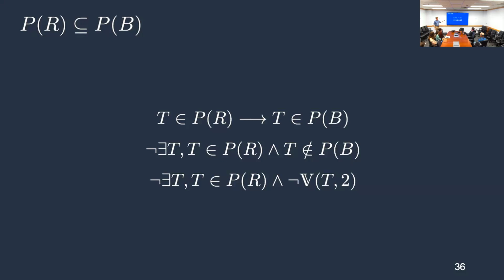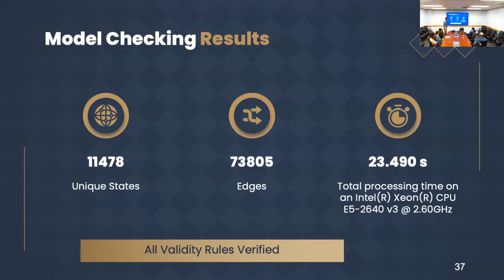So this is the exact type of problem that model checkers were built to solve. What we can do is encode all of our validity rules as properties and exhaustively search to make sure that there isn't a trace that violates these properties. When we do that, the model checker evaluates over 11,000 unique states and 73,000 edges between those states. And there's a lot of properties we had to check, so it took quite a little bit of time.